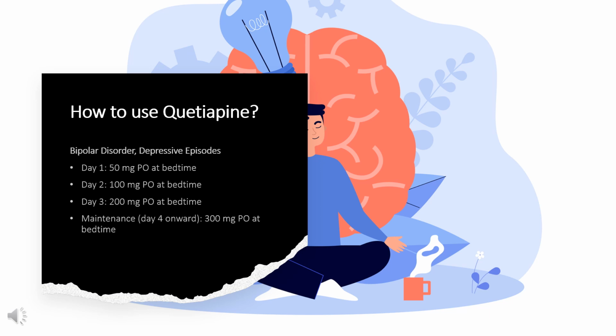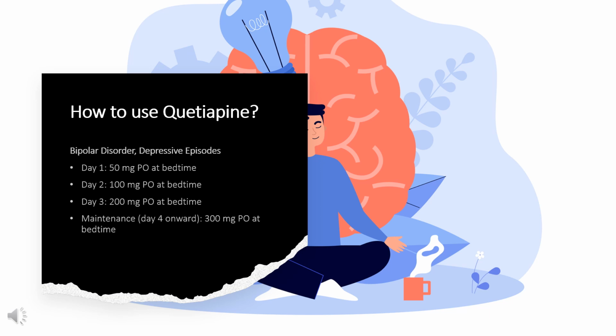Bipolar disorder, depressive episodes. Either immediate release or extended release tablets may be given, dosage titrated upward over 4 days. Day 1, 50 mg PO at bedtime. Day 2, 100 mg PO at bedtime. Day 3, 200 mg PO at bedtime. Maintenance, day 4 onward, 300 mg PO at bedtime.